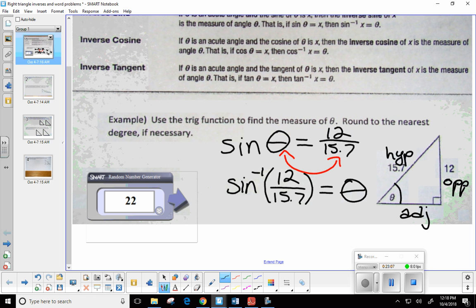You're not going to do anything to this ratio. You just move it over into the sine function, which then becomes the inverse sine, and the theta goes out on the other side. Does that make sense? You literally just move them, nothing else. Then from there, you'll plug it into your calculator.